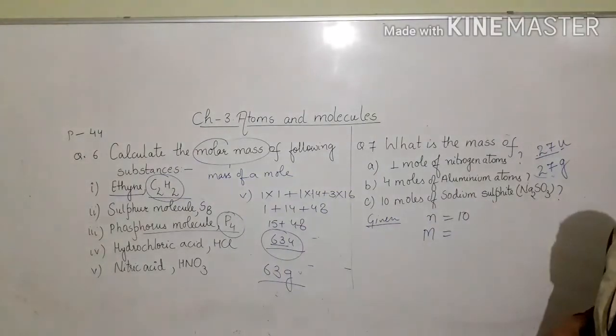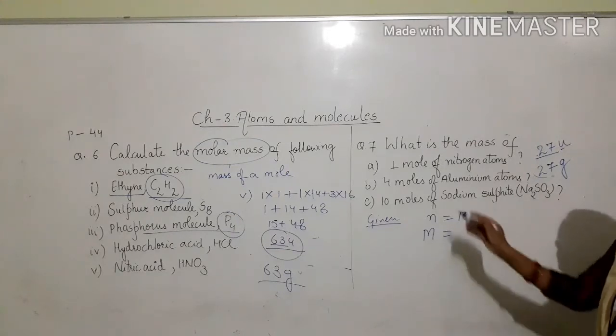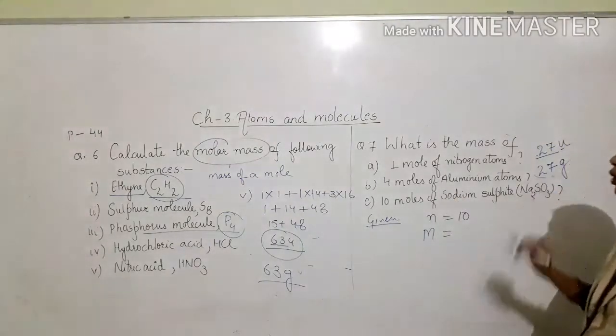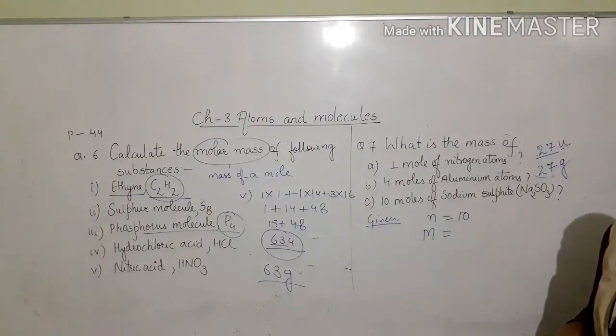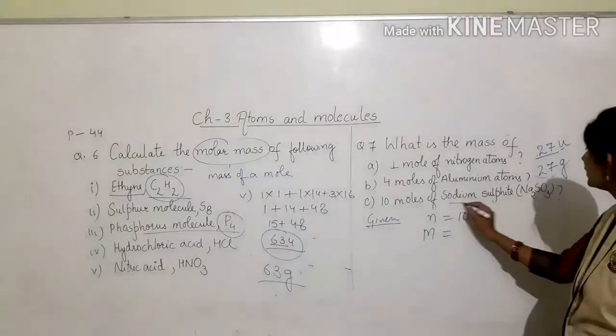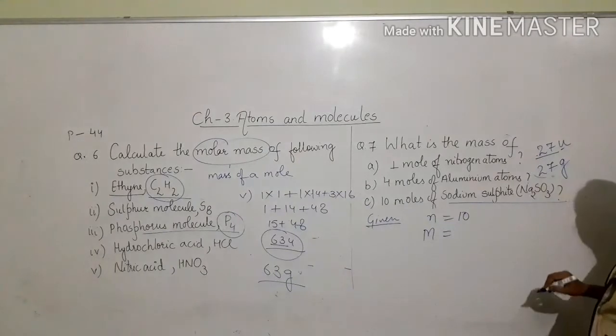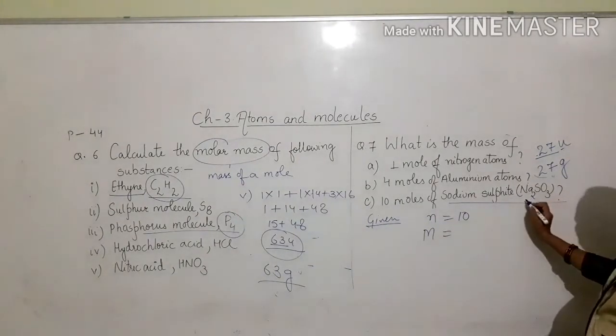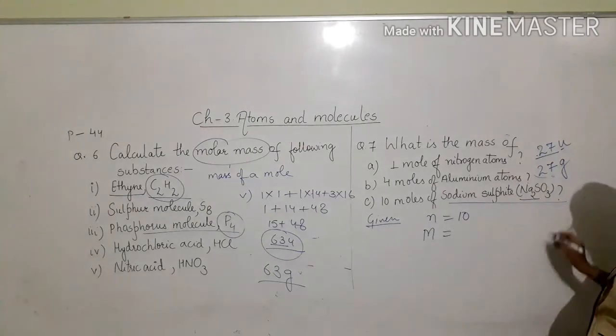These are molecules. Sodium sulfite, formula Na2SO3, is a kind of molecule. So, moles of molecules are given, and we will find out its molecular mass. This molecule has 2 sodium atoms.